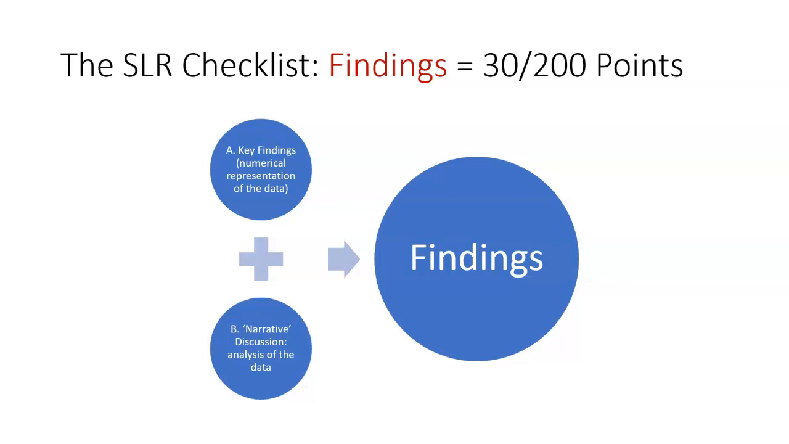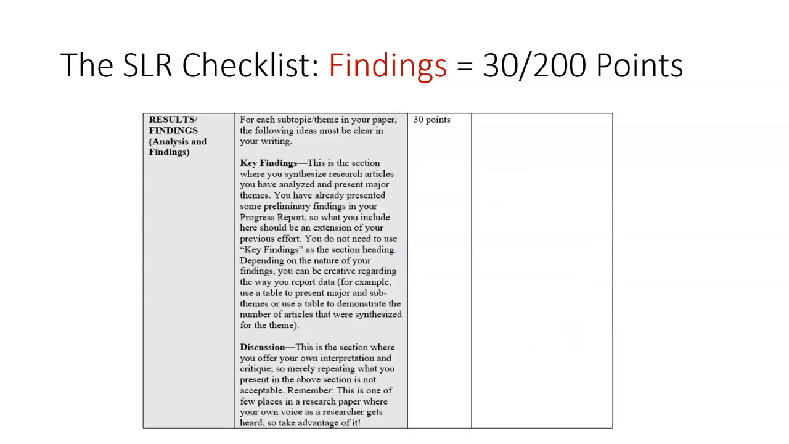And it should be divided into two ways, right? Think of the findings in terms of how you represent your data, in this case the literature, numerically, and also how you represent the findings in narrative form. So you have that as your charge: showing your data in numbers and showing your data in narrative. So per the checklist, this is what we're looking for.